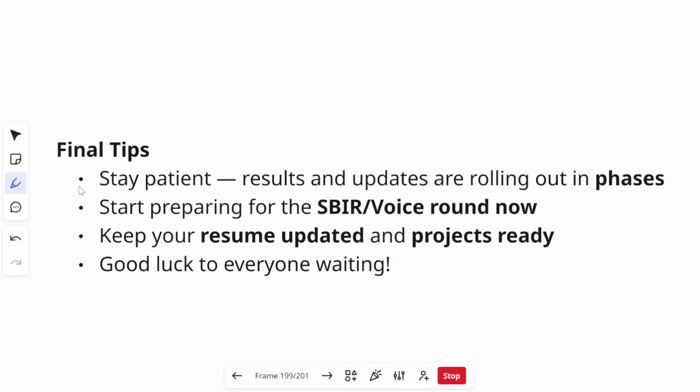Some final tips before I close the video: stay patient. Results and updates are rolling out in phases, so there is a very high chance that you might not have received it till now, but in the upcoming time you will receive it. We have seen a lot of delays in the Wipro process also. For example, many candidates, after clearing their SWAR round, take almost 1 month to get to know that they have cleared it. So just moving from the second step to the third step itself takes 1 month. You can understand how long the hiring process of Wipro can go if the delays are there.